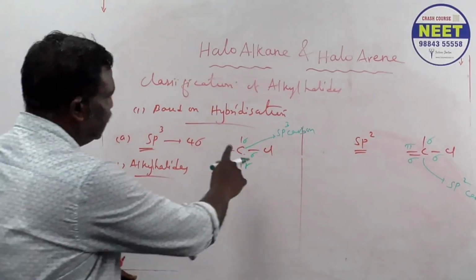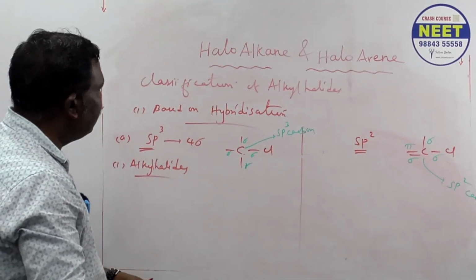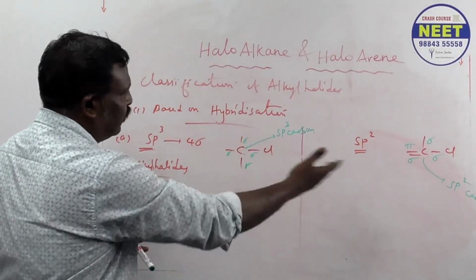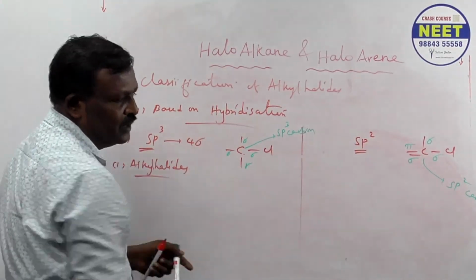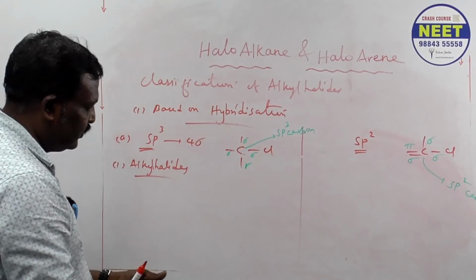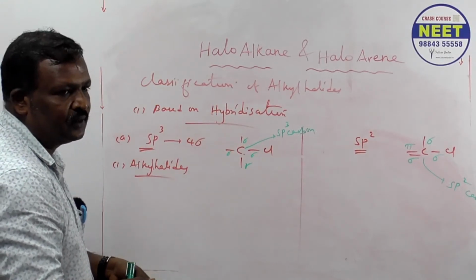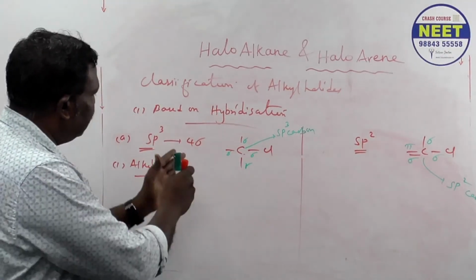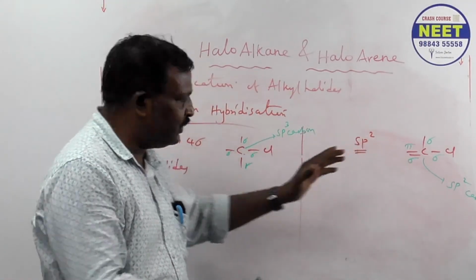So based upon this only we are going to see. First you just note down this one. Make it into 2 columns. For sp3 I will give examples, then for sp2 also I will give examples. They will give one structure and ask which kind of halide it is. So first of all, you should know whether it belongs to sp3 or sp2. We have to find out, then only we can decide.